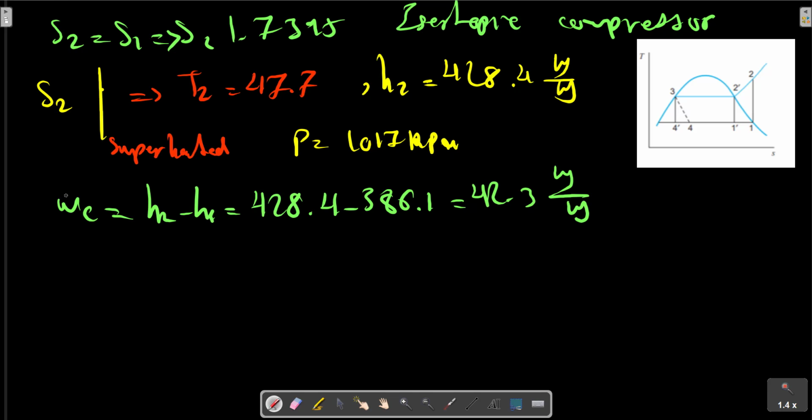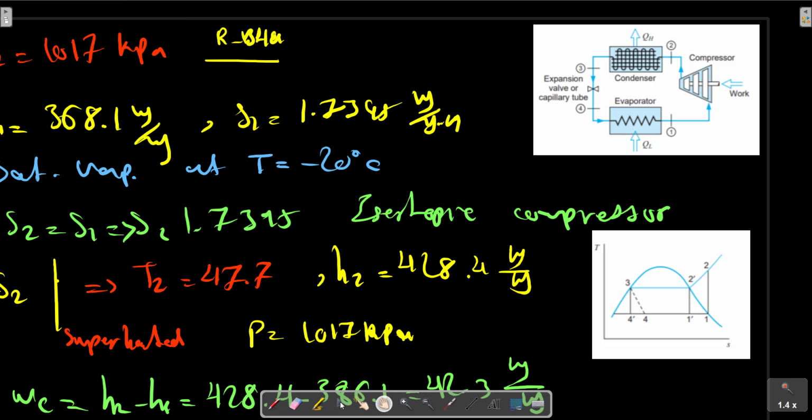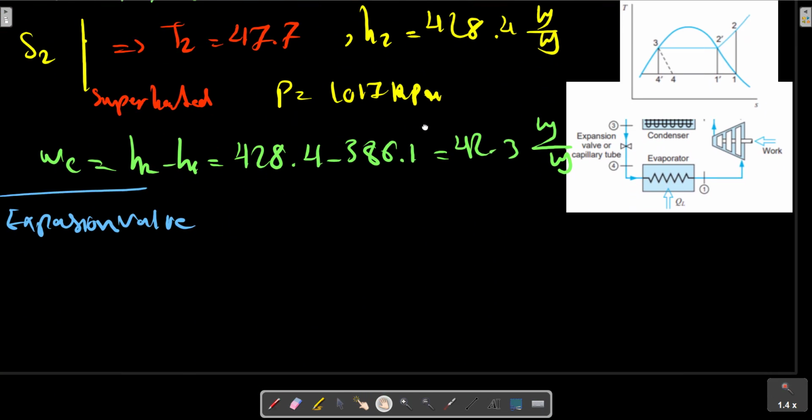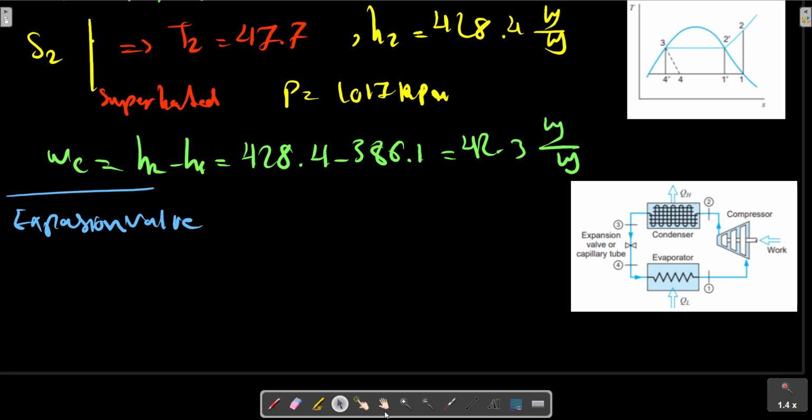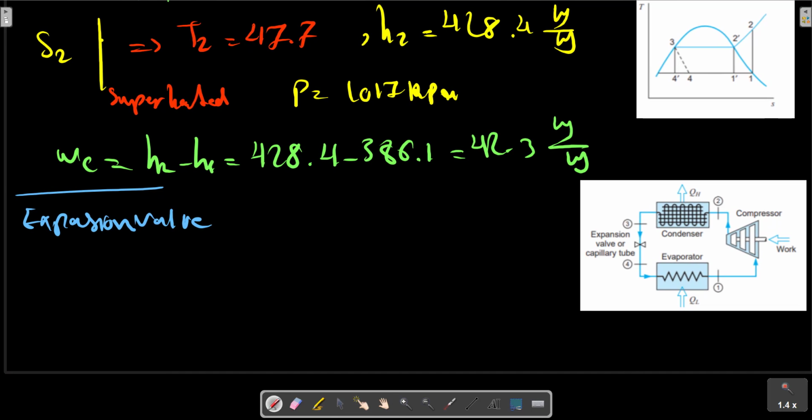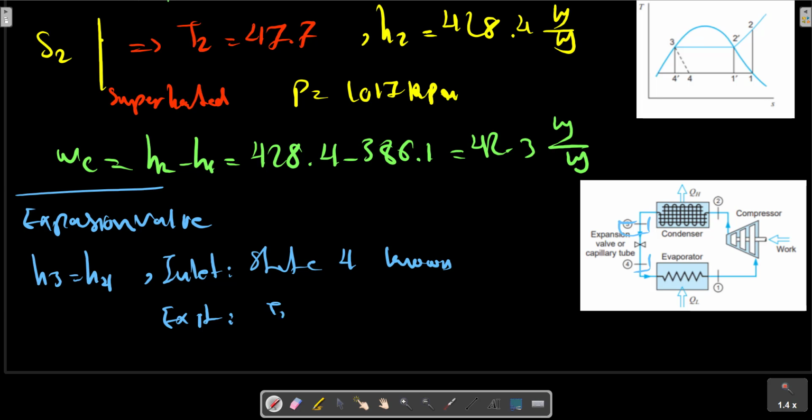Next, we are going to calculate the expansion valve, shown in the picture here. Expansion valve, horizontal process, H3, H4, inlet, state 4 now, exit, T4 now.